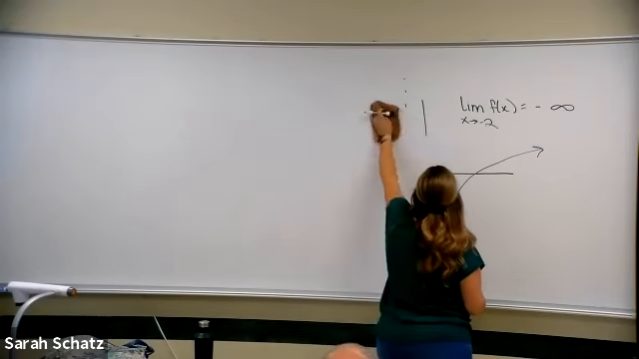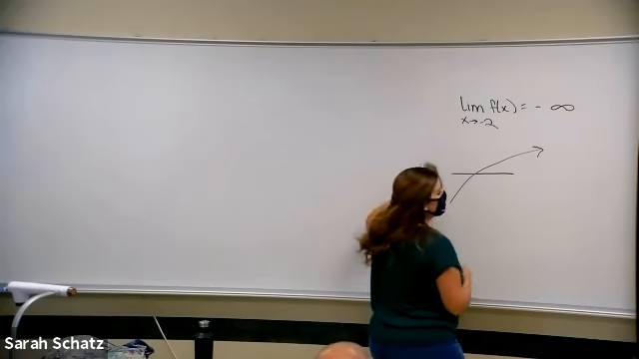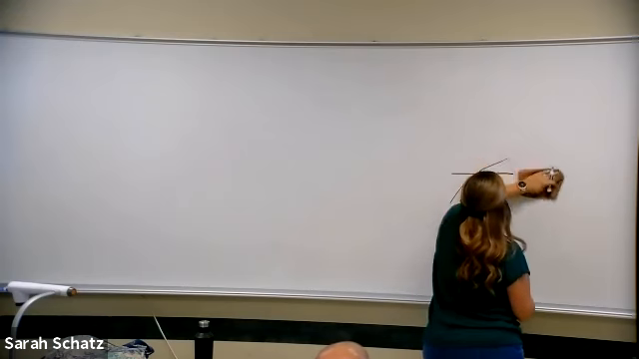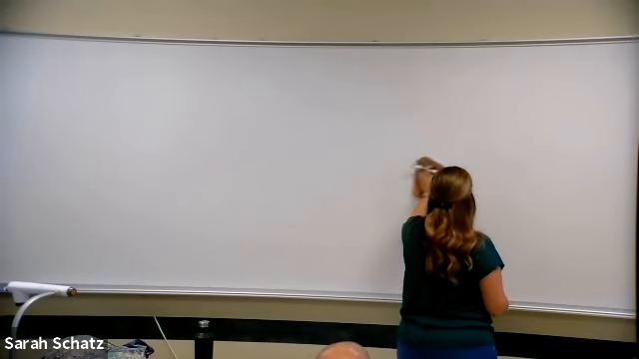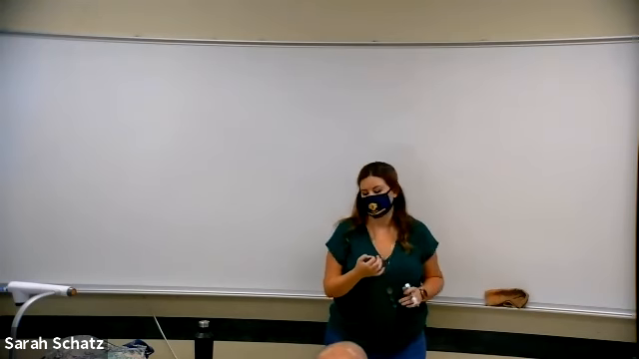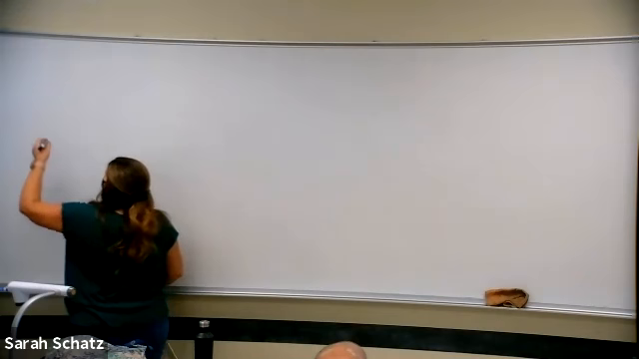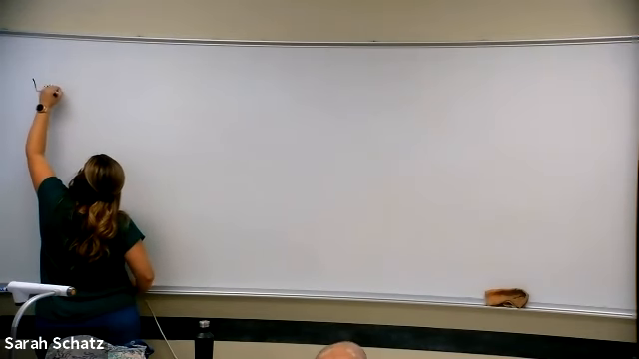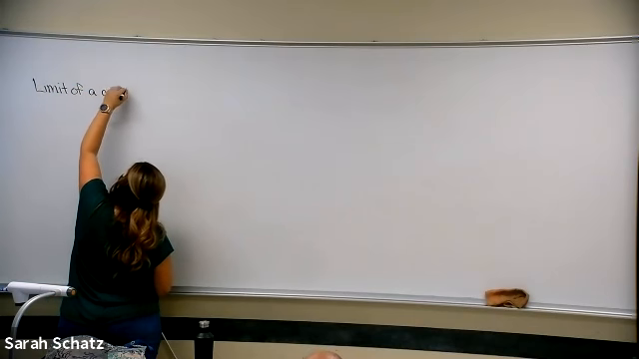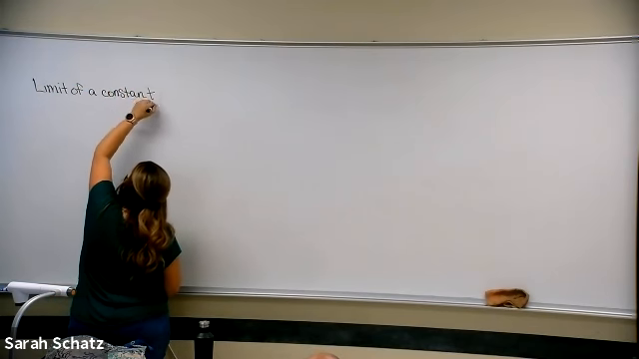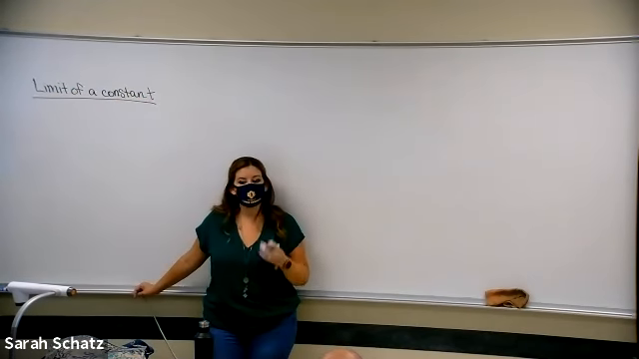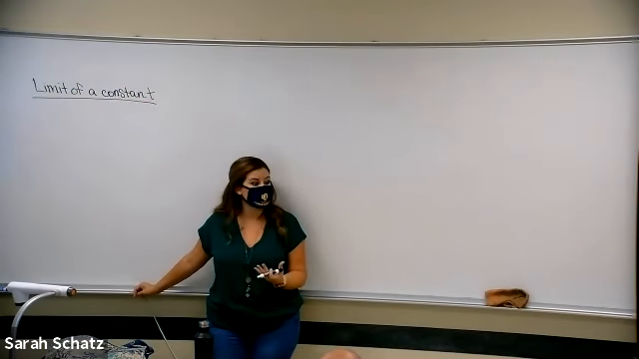So the first rule, the algebraic rules of limits, we call them properties. It's going to be the property that we talk about when we're trying to take the limit of a constant. Okay, so when I say a constant, I mean just a number, something that doesn't change.